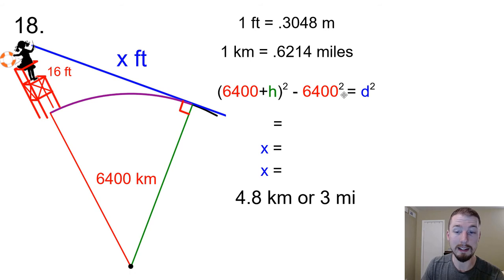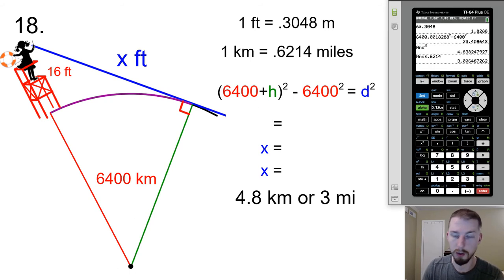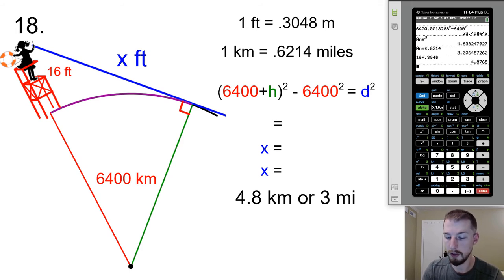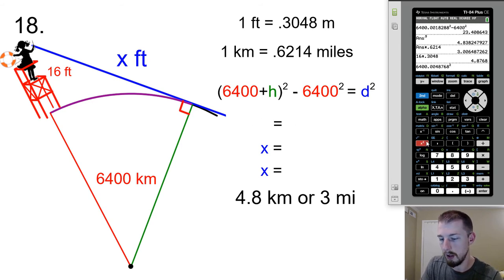So this exact same math, the only difference is now we are going to convert that again. So I'm going to take 16 and convert it by multiplying it by 0.3048. I'm going to convert that into meters, and then I'm going to do 6,400 plus 0.004878. Okay, and I'm going to take that value squared, and then I'm going to subtract from it 6,400 squared. Okay, and that's going to give me the square kilometers.